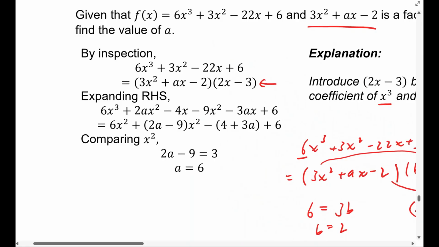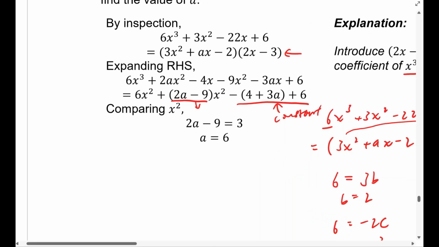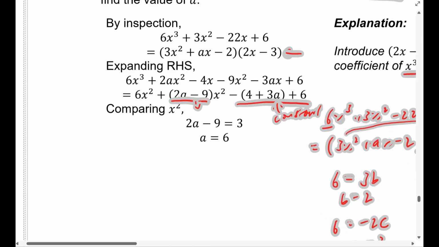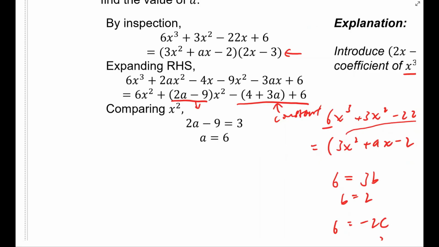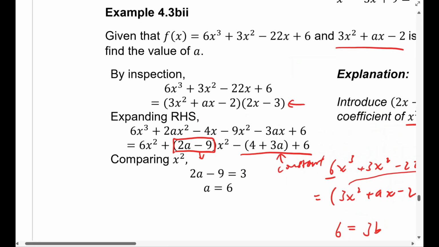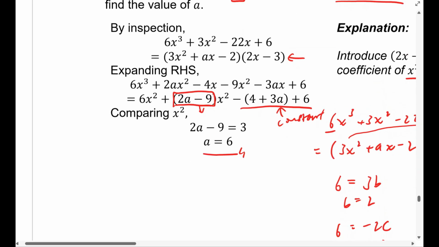And then we'll expand everything on the right hand side, and group the x squared terms and our constant term together so that we can show our coefficients very clearly. So this is our entire constant, and this is our coefficient of x squared. Comparing x squared, we get 2a minus 9 equals 3. We're comparing between this one and, from our given polynomial, this 3. That's how you get a equals 6.